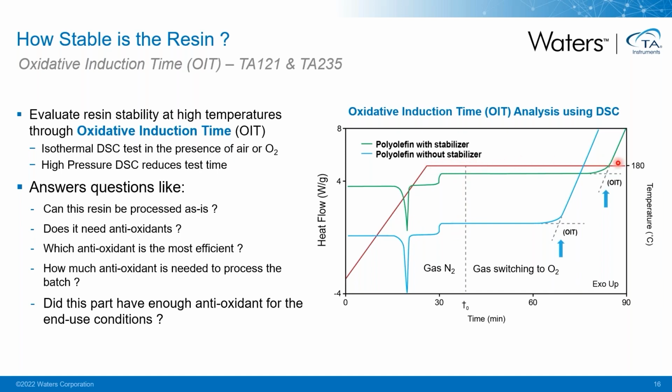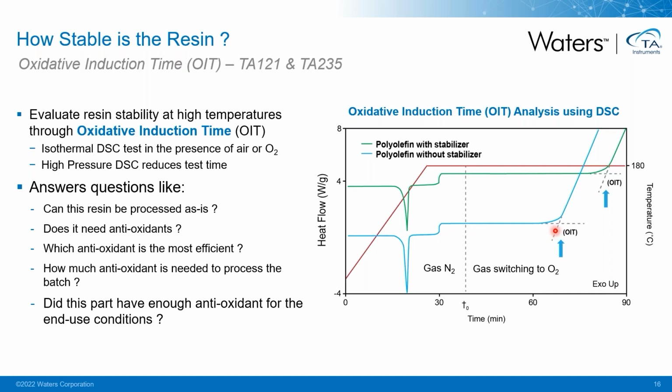Then we keep the material isothermal at the temperature that we want to make the processing, for example, and we will switch the gas from inert gas to oxidative gas. And we will now start measuring from the moment that we do the switching, how long it takes before the material starts oxidizing. And we can see that oxidation as an exothermic runaway of the heat flow signal. Now it's important that this time is long enough to allow us proper processing of the material.